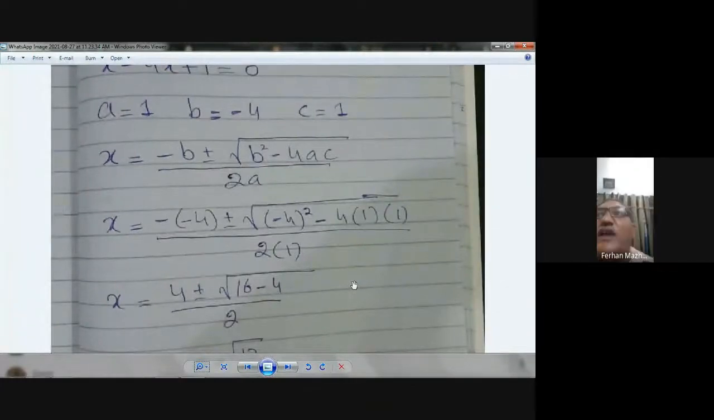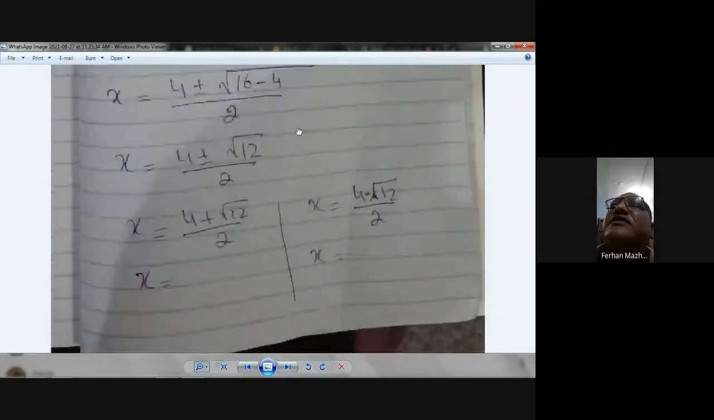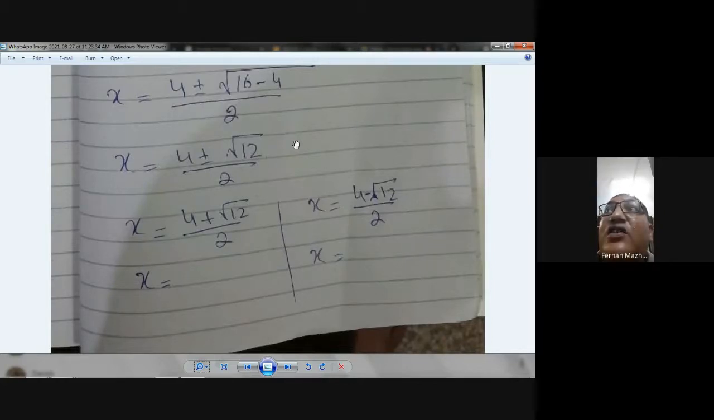Simply substitute the value of b, the value of a, and the value of c in the formula. Here you can see minus multiplied with minus will become plus 4. When I take the square of minus 4, it will become plus 16. When minus 4 is multiplied with 1 and 1, it becomes minus 4. The denominator, 2 multiplied by 1, will be 2. So we will get 4 plus minus under root 16 minus 4, divided by 2. So it will be 4 plus minus under root 12 divided by 2.